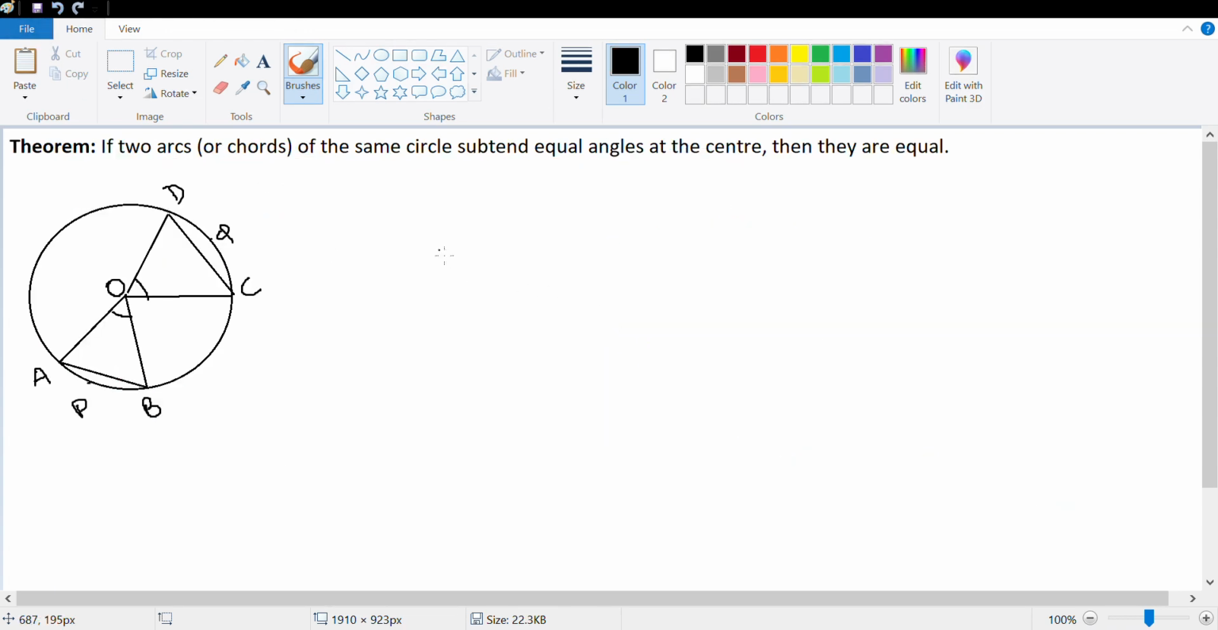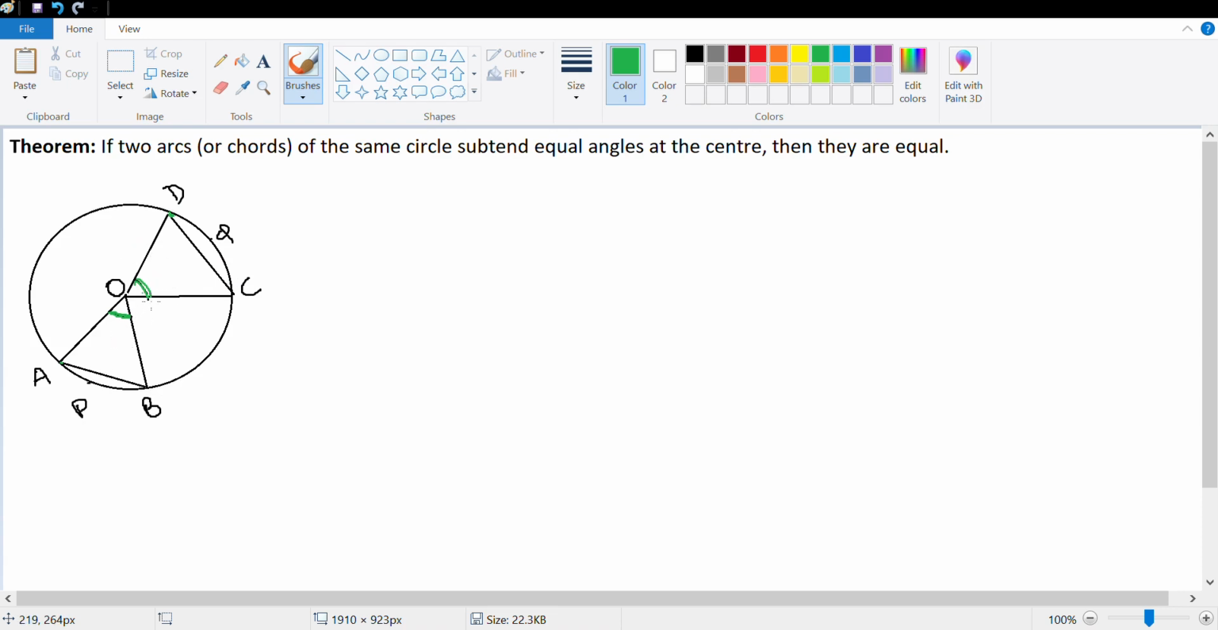The next one we do is the theorem which says if 2 arcs or chords of the same circle subtend equal angles at the center, then they are equal. So 2 arcs subtend equal angles. Subtend would mean the angle that they make at the center. In this case, the 2 arcs that we're talking about are arc APB and arc CQD. The angles that they subtend at the center, which I have marked here, are angle COD and angle AOB.